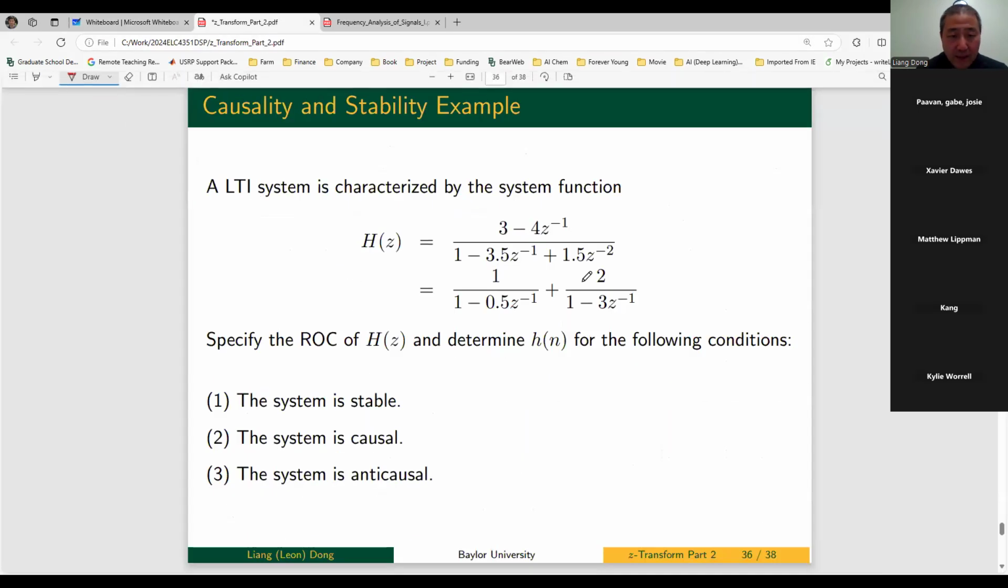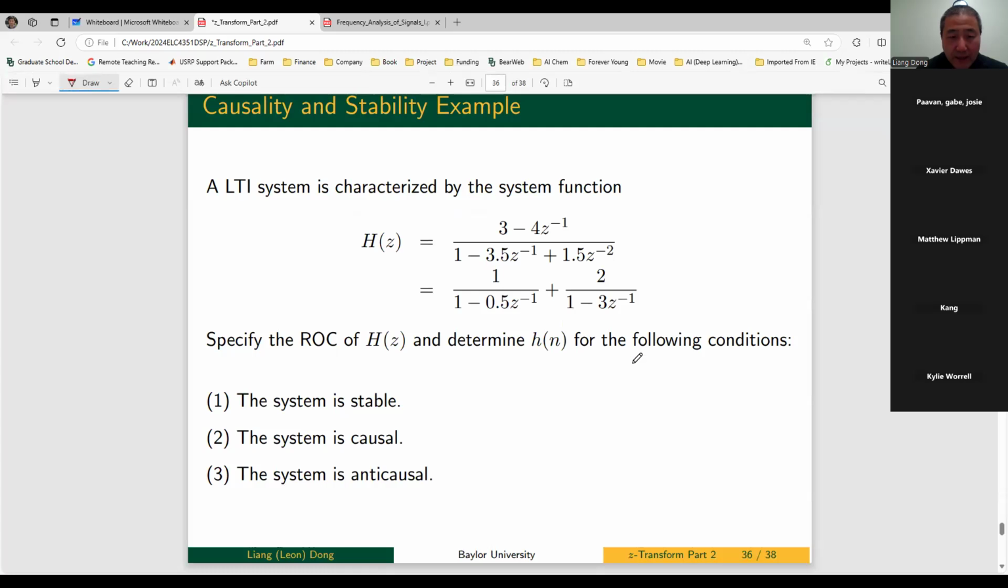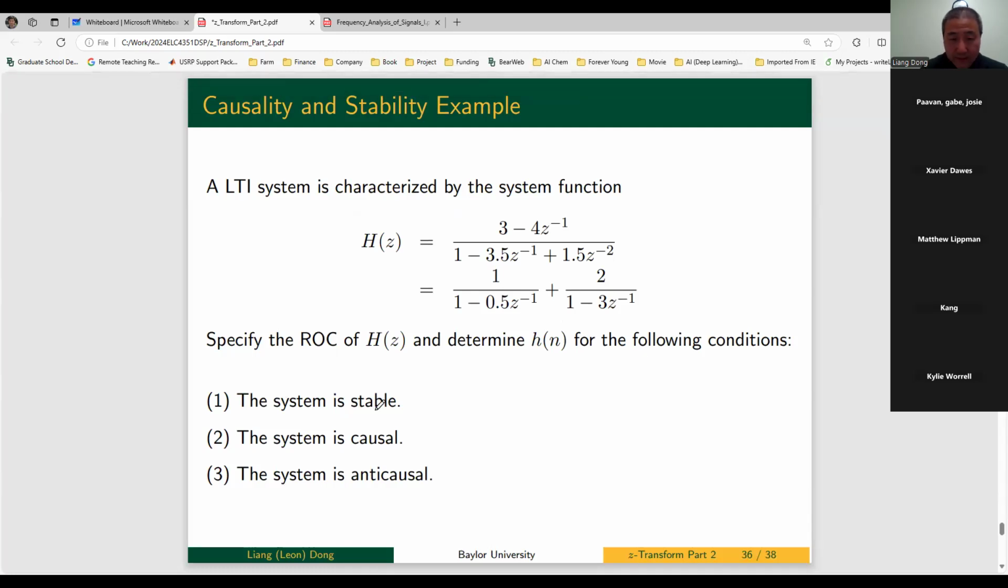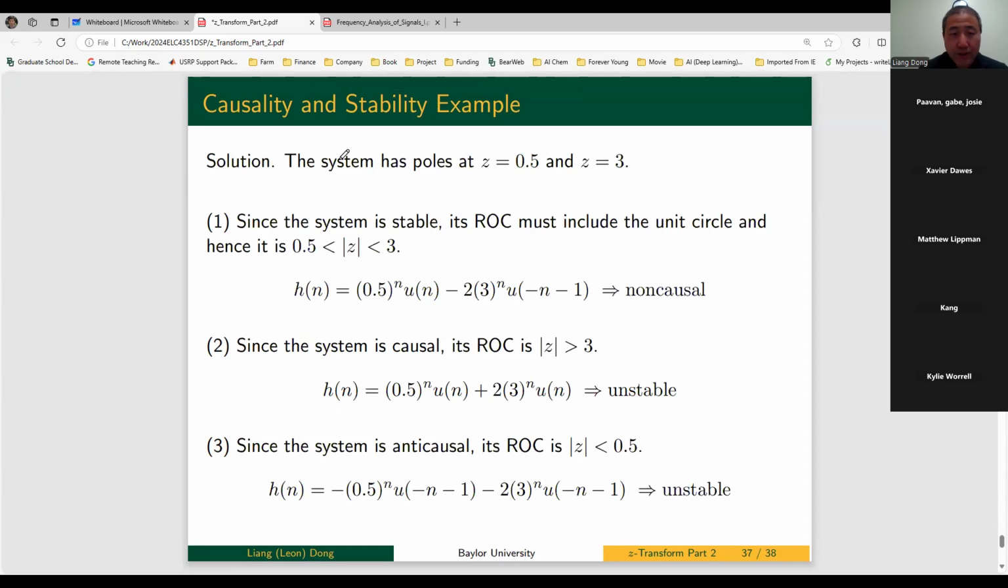So let's look back into this problem. If the system is stable, we have the solution here, the system has poles at z equal to 0.5 and z equal to 3.